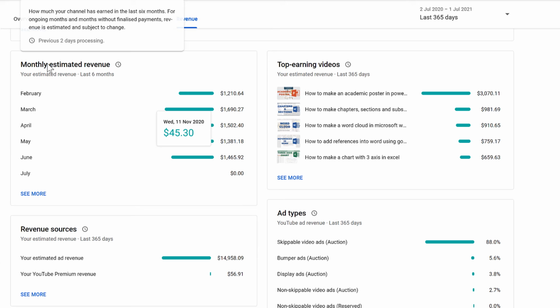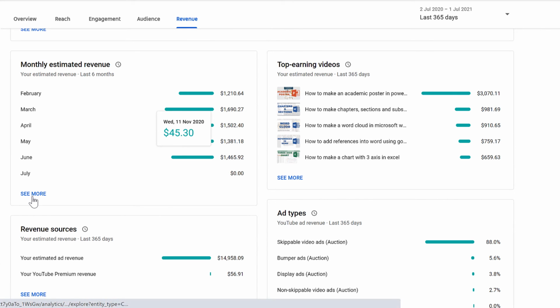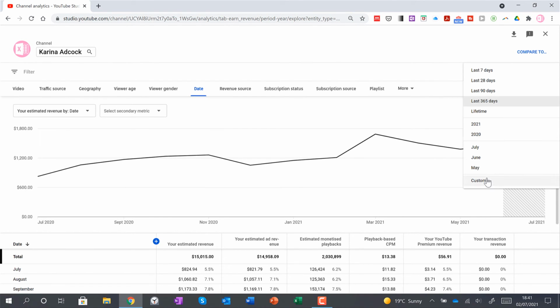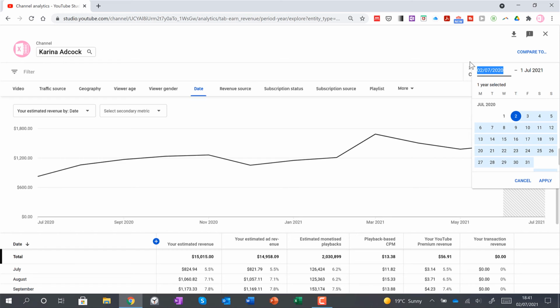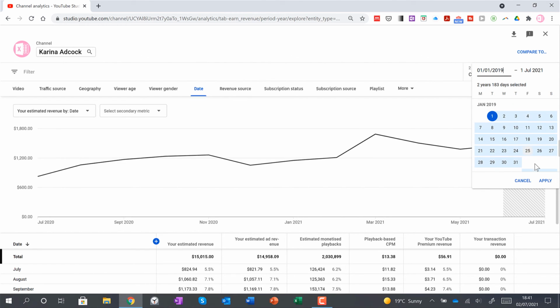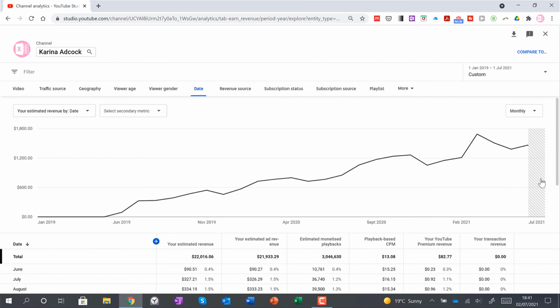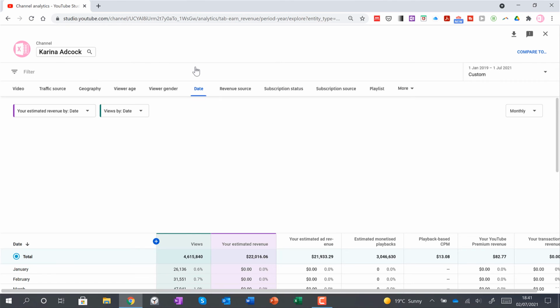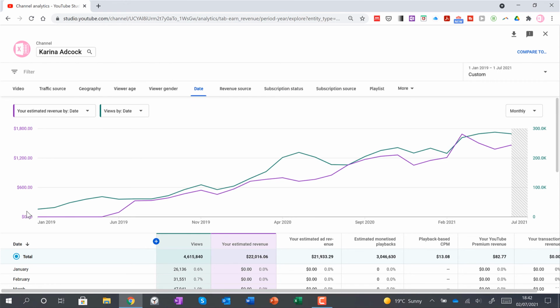Then I can also see the monthly estimated revenue, and I'm going to go to see more on this. And then change the time period up here to a custom time period, which will start at the beginning of 2019 and apply. Then I want to add a secondary metric to this, which will be my views. So now the estimated revenue is the purple line and the number of views is the green line.